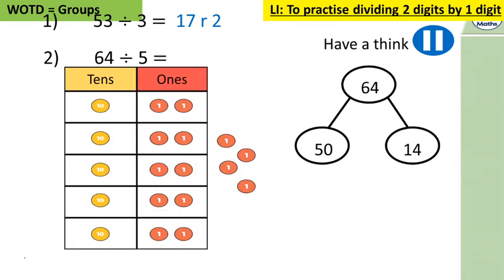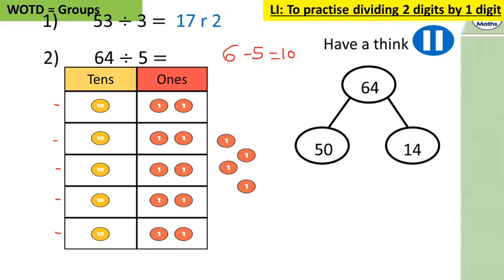So we have 64 divided by 5. So as you can see, we've got 1, 2, 3, 4, 5 groups that we're putting it into. We had our 6 tens. 6 tens divided by 5 is 1, because 5 times 1 is 5, and there's 1 left over. So we've got our 5 tens in there, 1 in each group. That means that if we had 6 tens and we used 5 of them, so 6 take away 5, we're going to have 1 ten left over.